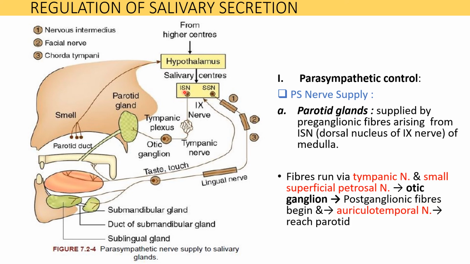Now the preganglionic parasympathetic fibers for the parotid gland will arise from the inferior salivary nucleus, that is the dorsal nucleus of the ninth cranial nerve, and these preganglionic fibers will run via the tympanic nerve and synapse at the otic ganglion. From this synapse, the postganglionic parasympathetic fibers will arise and, running along with the auriculotemporal nerve, reach the parotid gland and stimulate it.